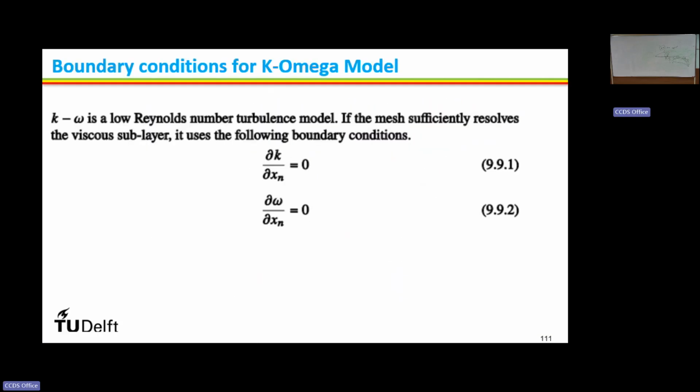So this is how we come to the end of the session on K omega modeling. If you have any additional doubts, please feel free to ask. If you have any doubts on the K omega model, please feel free to, yes.